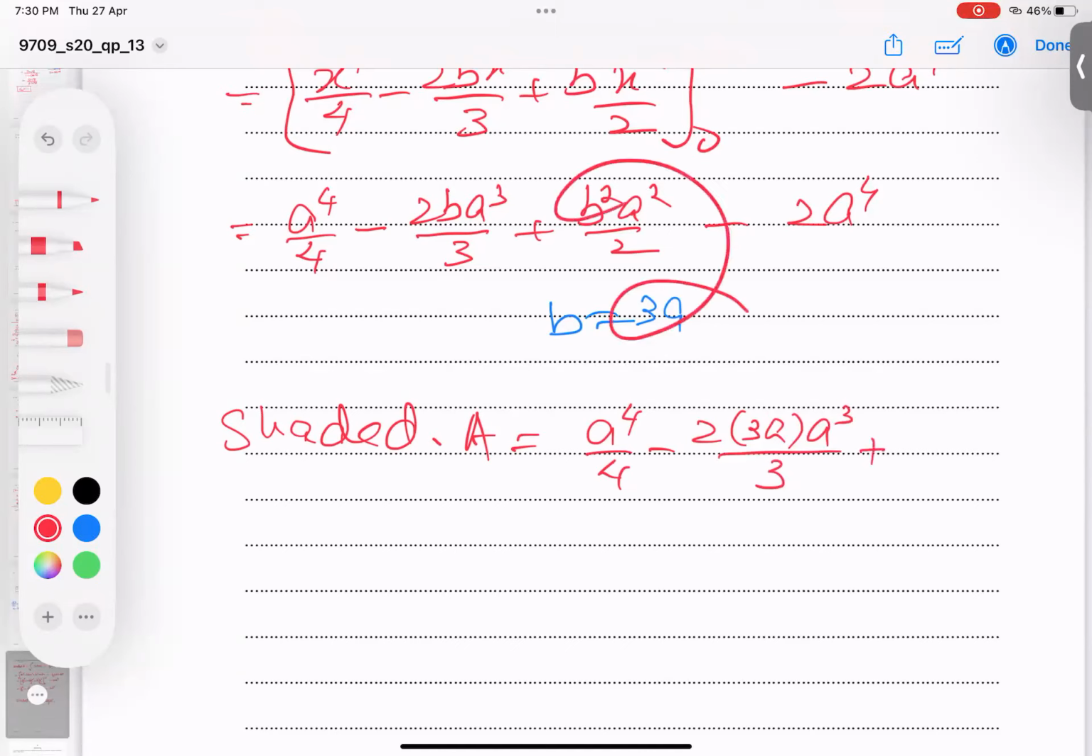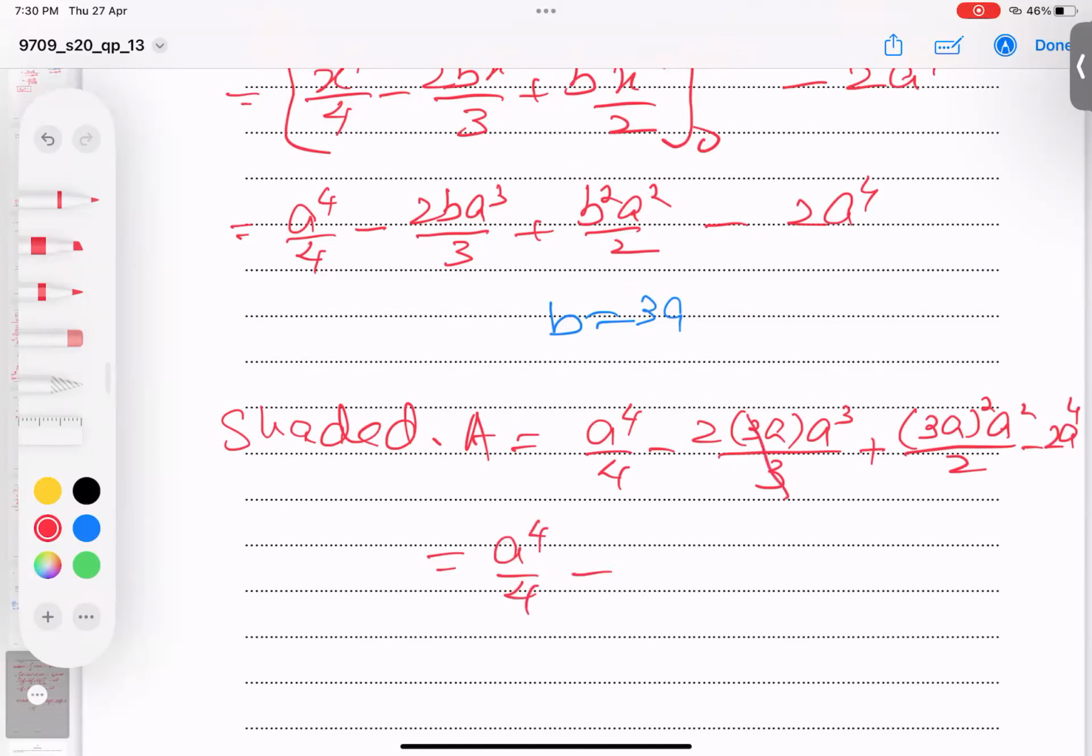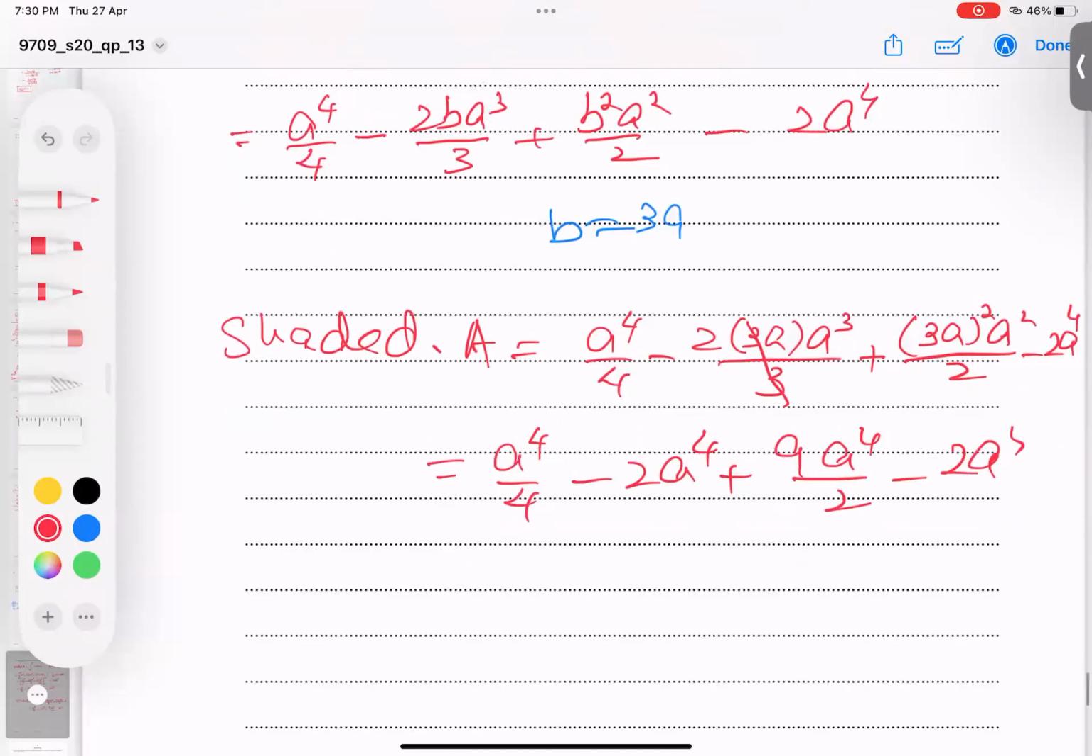And I'm putting this 3a also here. 3a power 2 a square by 2 and minus 2a to power 4. Finally, a4 by 4. And these 3 cancel. I got 2a to power 4. And I got 9a to power 4 by 2 and minus 2a to power 4. And now I'm typing all together. 1 divided by 4. Actually, I take 8 by 4 common out.